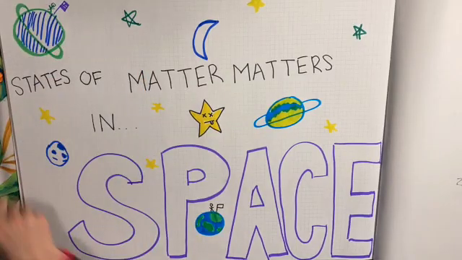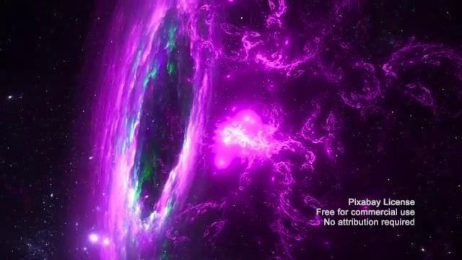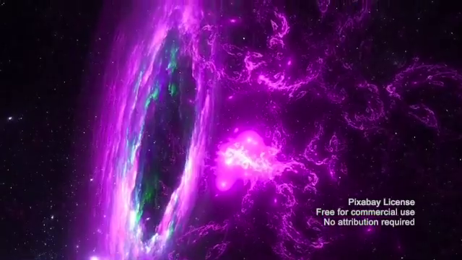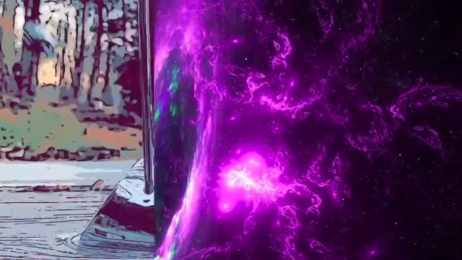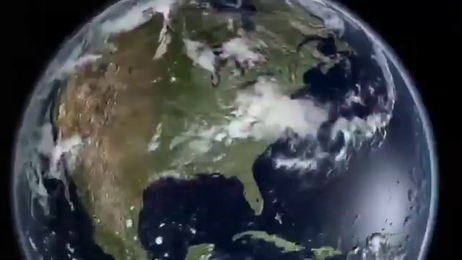Matter is the stuff that the universe is made of. It has mass and it takes up space. On Earth, the three most common states of matter are solid, liquid, and gas. In space, the most common state of matter is plasma.